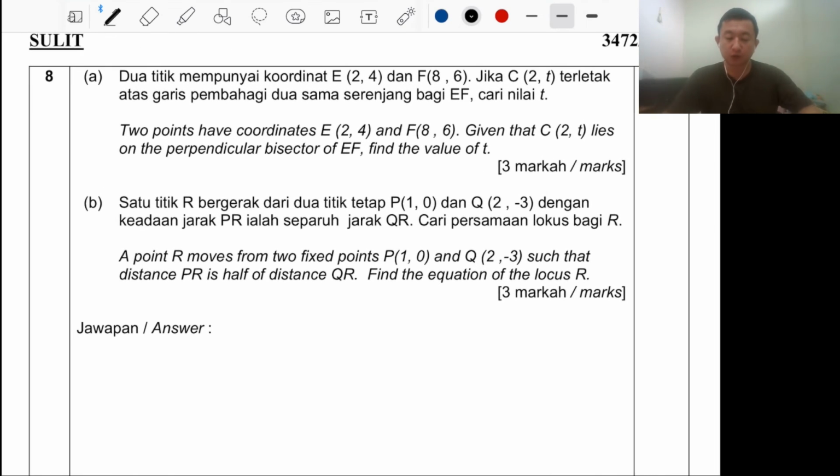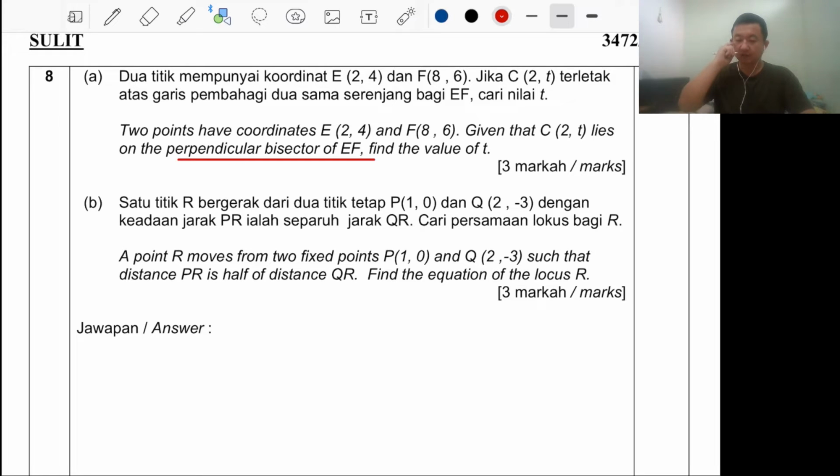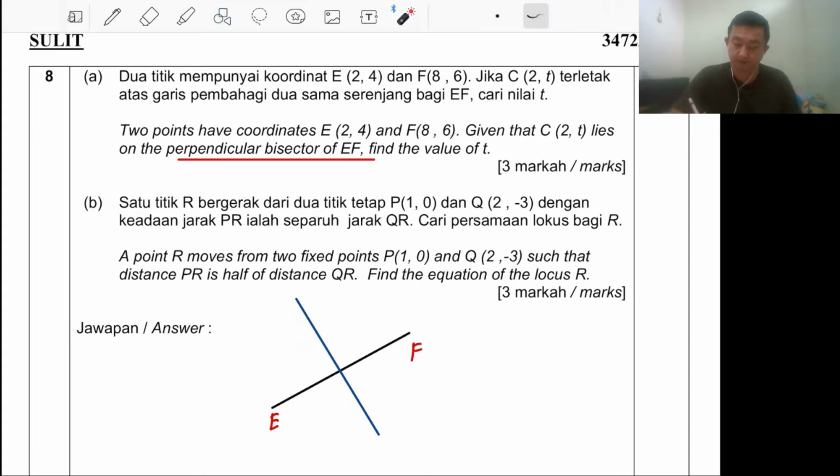Okay, number 8. 2 points have a coordinate E and F, given that C lies on a perpendicular bisector. Okay, perpendicular bisector, the usual method will be finding the equation of it. Let's find the equation. To find the equation, if you want to visualize it, imagine you have a line EF. Perpendicular bisector basically is a perpendicular line passing through the line EF at the midpoint. Okay, so first we find the gradient of EF.